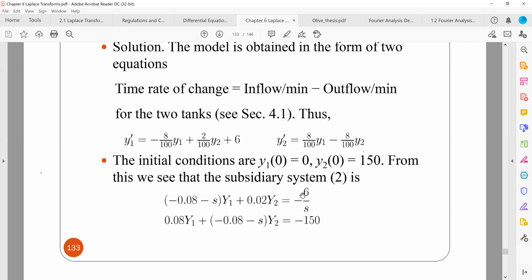This is moved to the other side, you rearrange it, and this ends up becoming minus 6/s, as in when you take the Laplace transform and rearrange. This is minus 0.08 minus s, yes. Remember, we have a derivative here. But because the initial condition is 0, this term will not appear. So you just end up with this and this as they appear here, but now with capital Y and the s denoting this derivative. And then here, we only have Y2 because it's just the Laplace transform of Y2 and we keep the coefficient, which is 0.02.